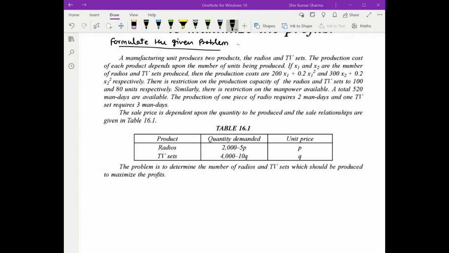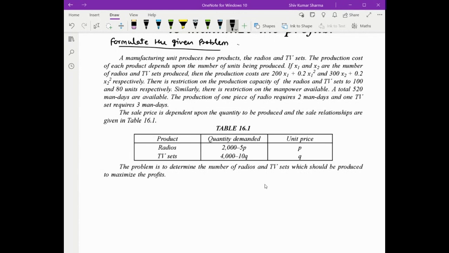So first we formulate the problem, then we solve it. For the solution, we discuss later because we have two methods. First is the Lagrange multiplier, second is the Kuhn-Tucker conditions. So first here we formulate the problem.